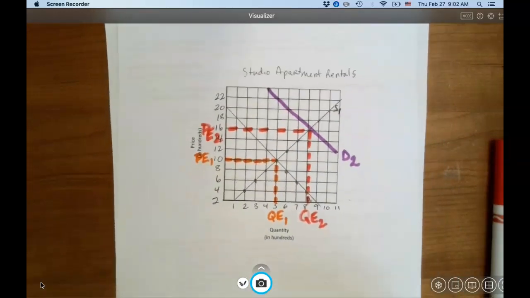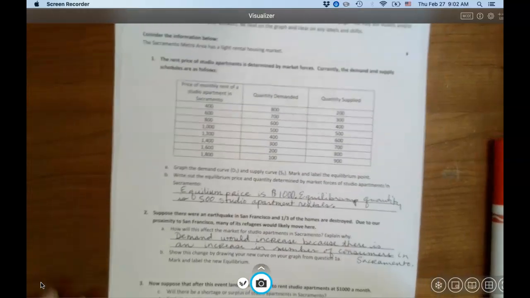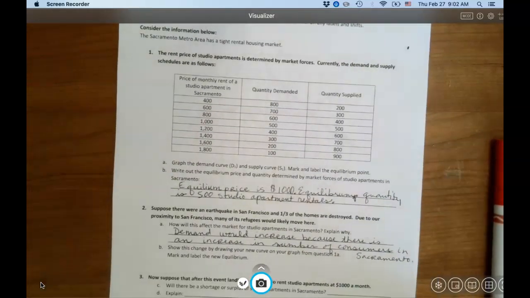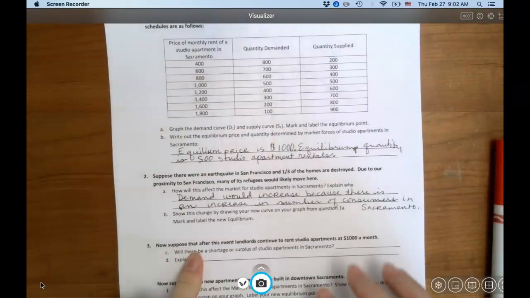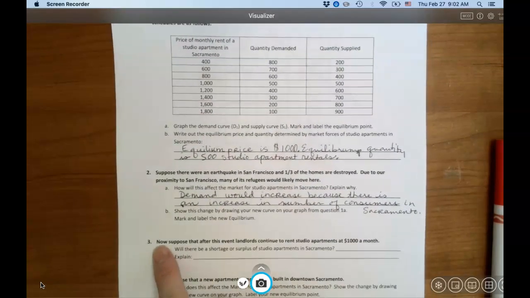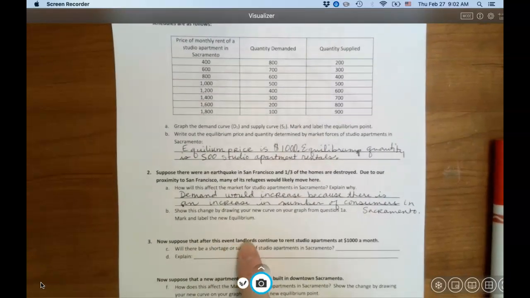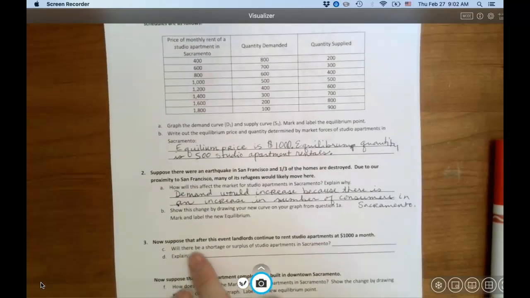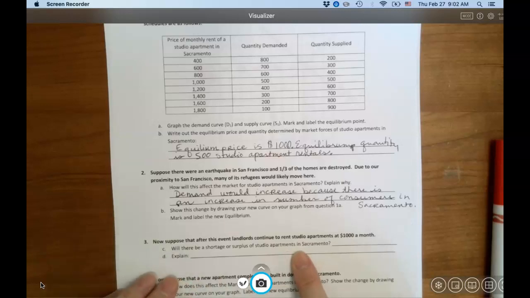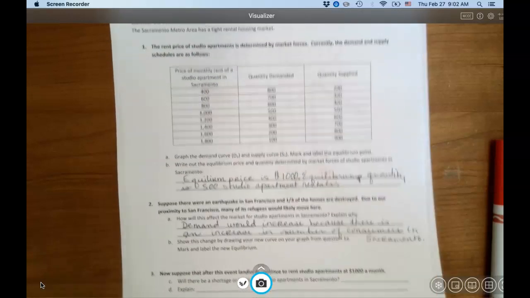Now here's this arbitrary situation. Demand and supply hasn't changed, but somebody is doing something that is not natural to the market. So now suppose that after this event, landlords continue to rent studio apartments at that old price, $1,000 a month. Will there be a shortage or surplus of studio apartments in Sacramento?